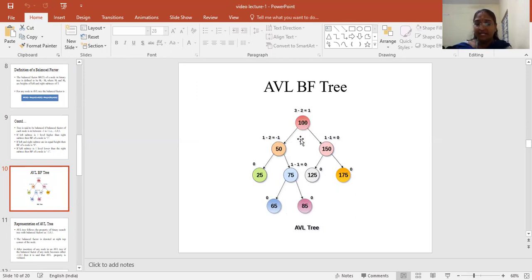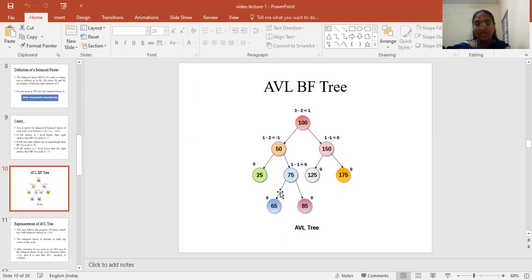I have taken some notes and I have designed the tree structure. Whether it is balanced or not, we'll check it out now. See, 100 has two children, so both left and right are there. Okay, not an issue. Then again 50 has two children, 150 has two children, okay, no problem.